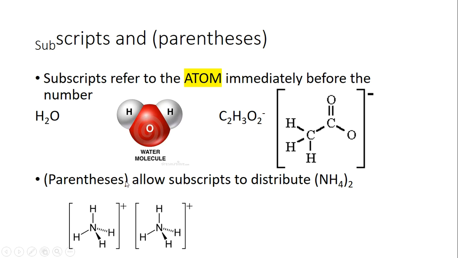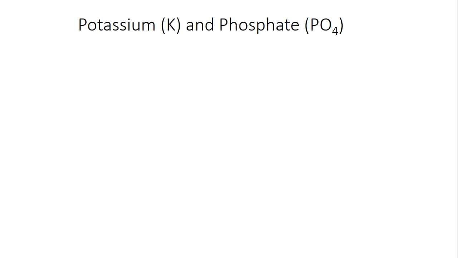All right, parentheses. If you put something in parentheses, that will distribute the subscript. So if you have (NH4)2, so 2 NH4 groups, you would put the whole NH4 in parentheses, and that 2 then distributes to both the hydrogens and the nitrogens. So you can see here's one NH4 group, a nitrogen connected to 4 hydrogens, and here's a second NH4 group. That's what you're trying to communicate with parentheses and then the subscript. The subscript distributes through the parentheses, as opposed to here where it's just talking about the atom right before it. All right, hopefully that makes some sense.